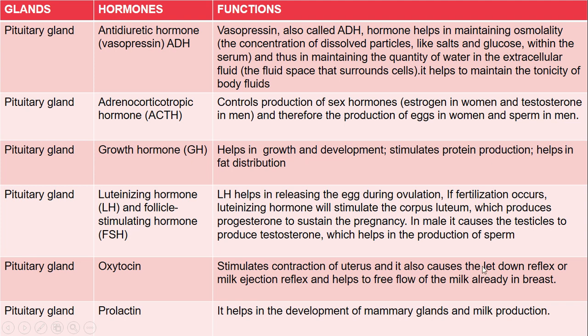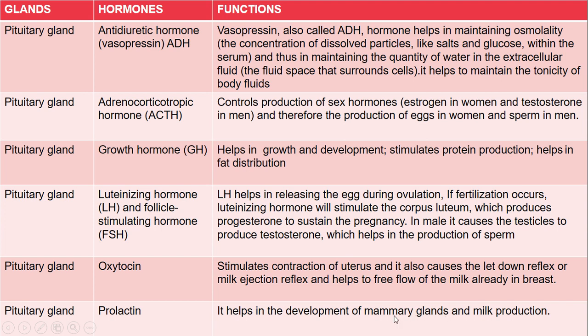Okay, and it also causes the let down reflex or milk ejection reflex and helps the free flow of milk already in the breast. At the time of delivery, the contraction of the uterus happens, but after delivery, to nurse a baby, the let down reflex or milk ejection reflex happens because the milk is already in the breast, but free flow of milk is not there. When the oxytocin is present, the free flow of milk will be there. The oxytocin will help in that. So next one is the prolactin. It helps in the development of the mammary gland and milk production.